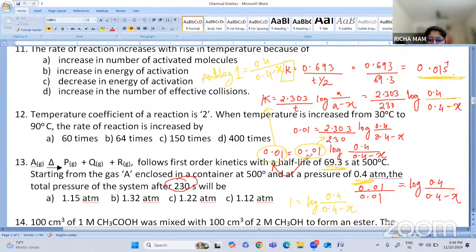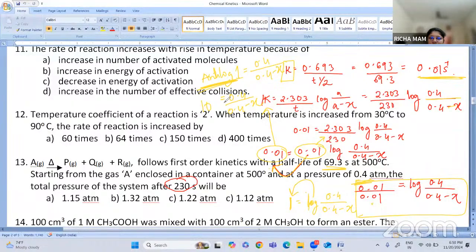So what we have done here, we have transferred this 0.01 from the right hand side to the left hand side. Then that is equal to log of 0.4, the rest remains the same. So 0.01 by 0.01 is 1. And here we have log, so if we transfer it to this side, it will be anti-log. So anti-log of 0.4 divided by 0.4 minus x. What is anti-log of 1? That is 10. So 10 is equal to 0.4 by 0.4 minus x.